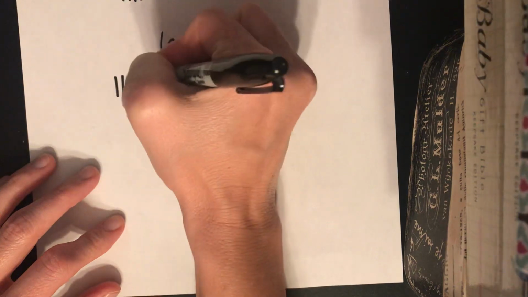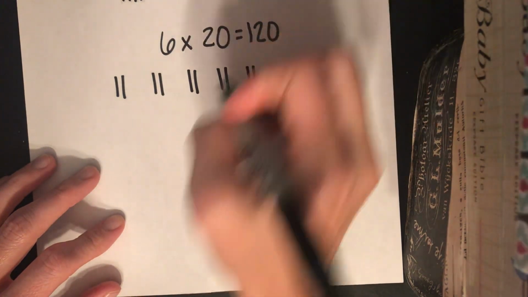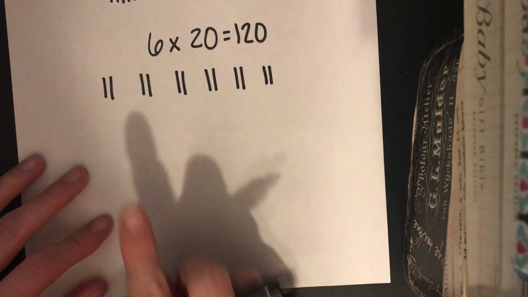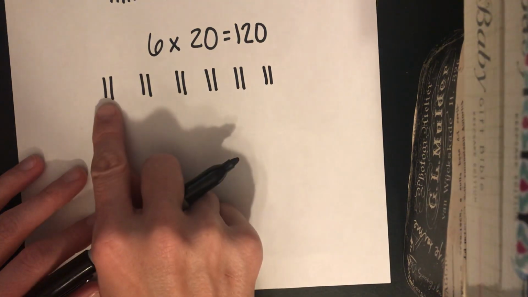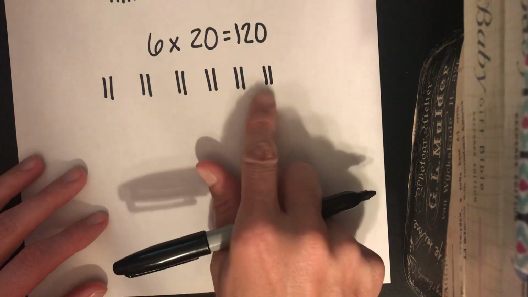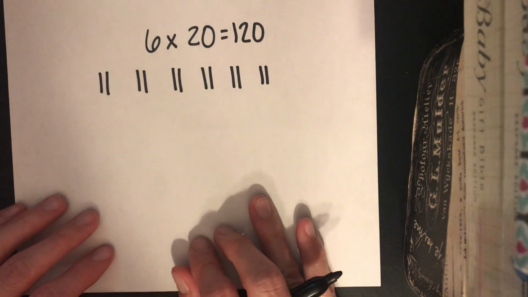So 10, 20, and again 10, 20, and again, 5 times, and then 10, 20. And I have 1, 2, 3, 4, 5, 6 groups of 20. 10, 20, 30, 40, 50, 60, 70, 80, 90, 100, 110, 120. So either way is a good strategy. I'm also going to show you how to do it on a number line.